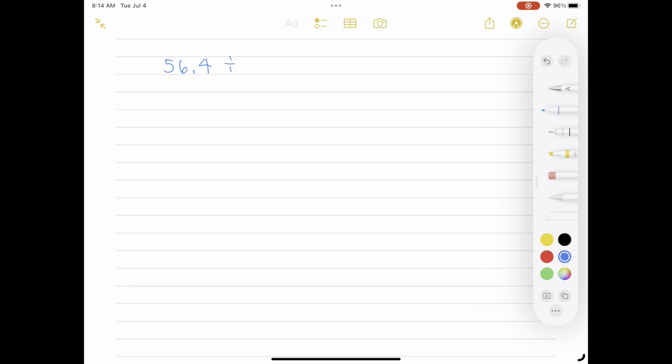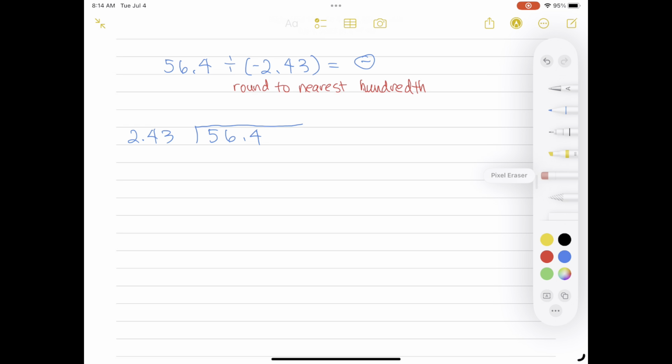Find 56.4 divided by negative 2.43 and round the solution to the nearest hundredth. Okay, so you draw out the problem so that you can solve it. First we notice we have a positive number divided by a negative number, which means the solution will be negative. So we draw out the negative sign up front so that we won't forget. And now we draw out the problem so that we can solve it, leaving out the negative sign.